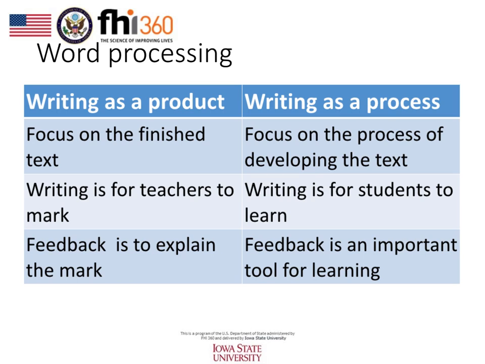In the product mode of thinking, writing is for teachers to mark, whereas writing as a process conceptualizes writing as a way for students to learn. It's one way for students to learn the language. If we think of writing as a product, the feedback is used to explain the mark that the student gets on a particular paper, whereas in writing as a process, feedback is an important tool for learning. Feedback is intended to be formative and to help students to reconsider what they've written and to advance.